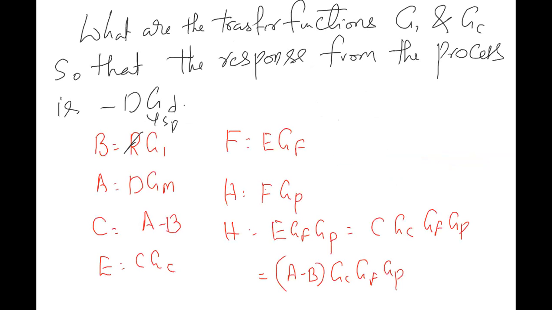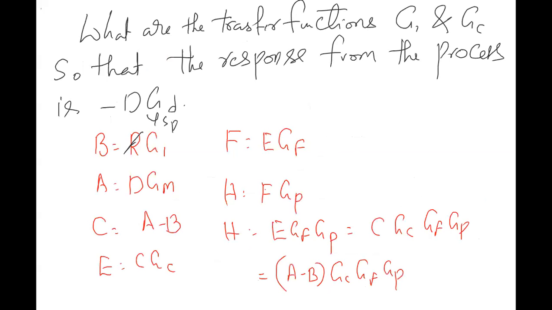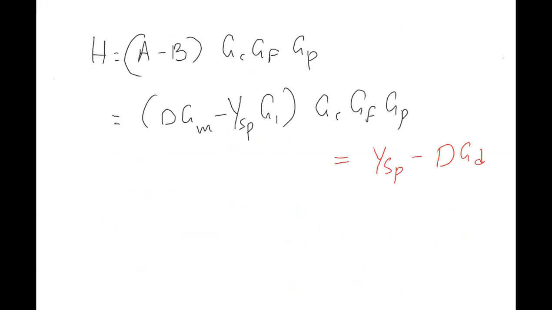Sorry, here C should be B minus A. I think there is one correction here. This is B minus C. This should be plus, this should be minus. Plus minus. Let's follow again.